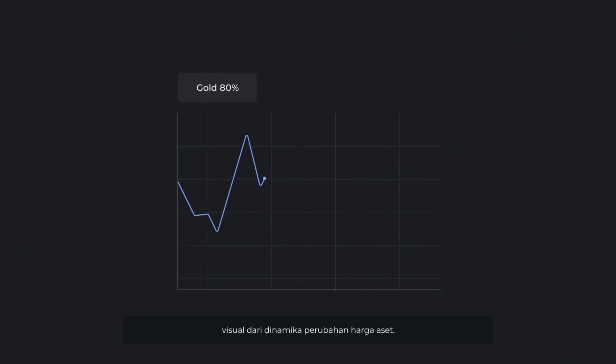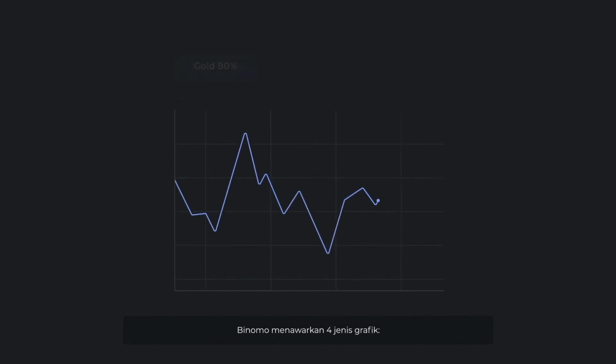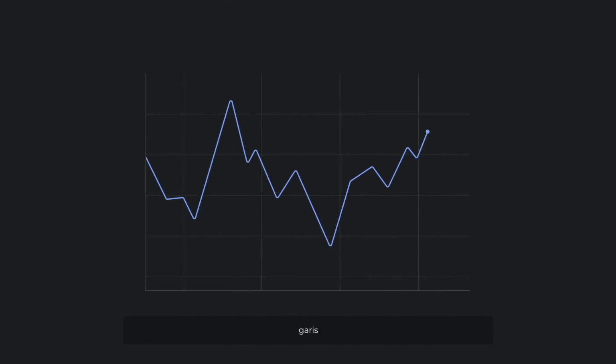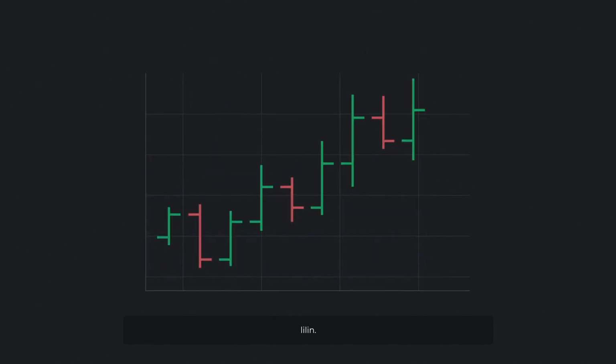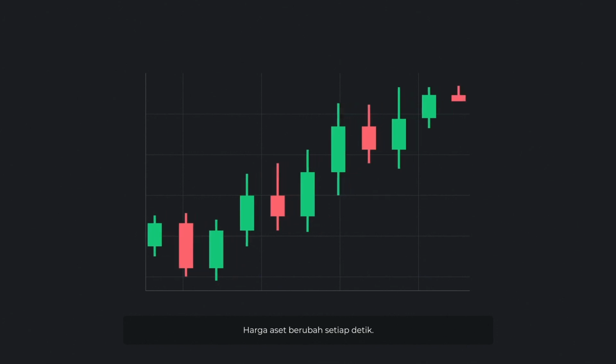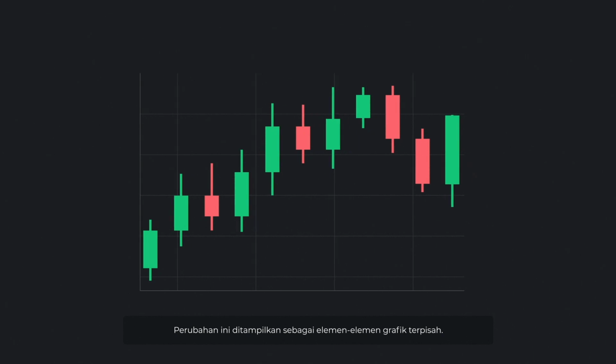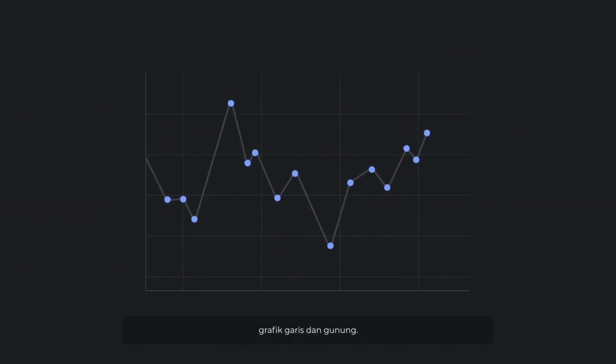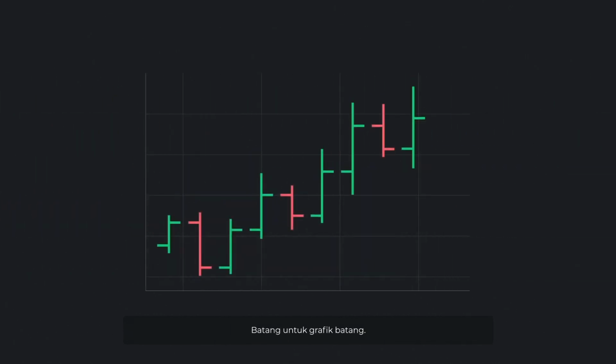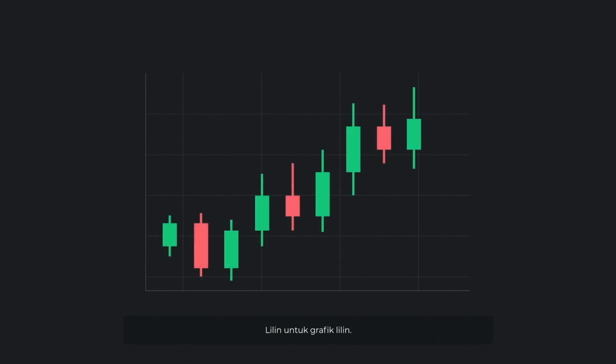The chart is a visual representation of the dynamics of asset price changes. Binomo offers 4 chart types: line, mountain, bar, candlestick. Asset prices change every second. These changes are displayed as individual chart elements. These are points for the line and mountain chart types, bars for the bar chart, candlesticks for the candlestick chart.